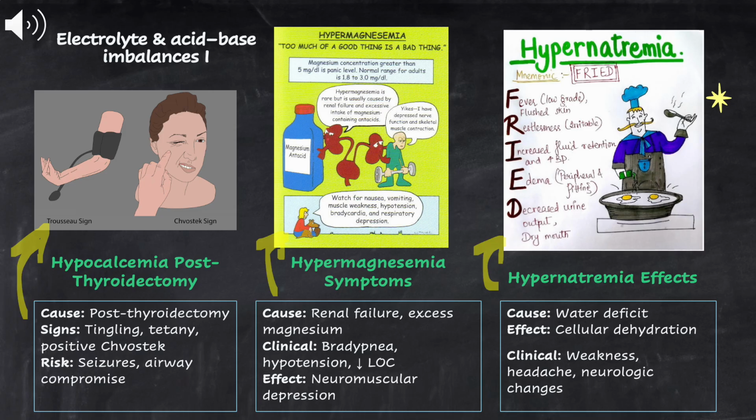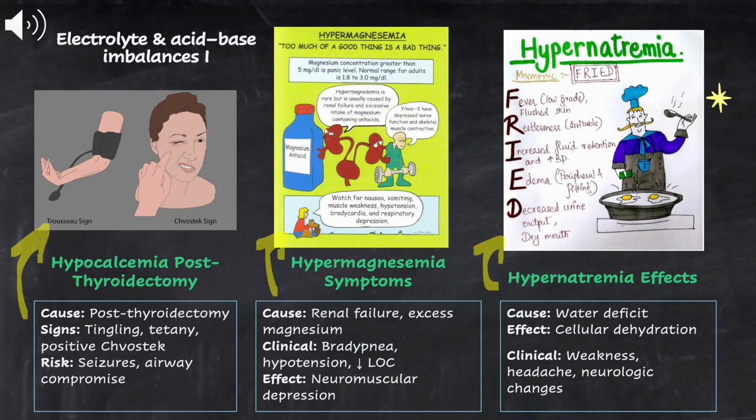Signs include tingling around the lips and fingers, tetany, and positive Chvostek or Trousseau signs. If not recognized, hypocalcemia can lead to seizures and airway compromise. Next, hypermagnesemia. Hypermagnesemia is commonly caused by renal failure or excessive magnesium intake.